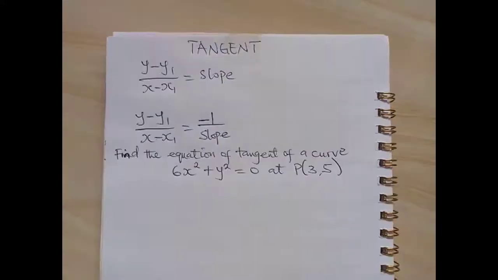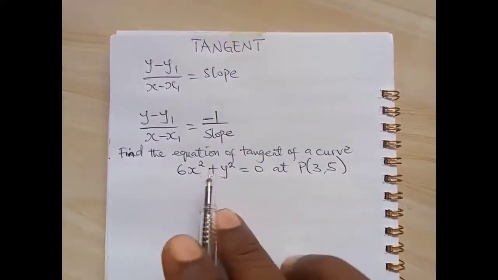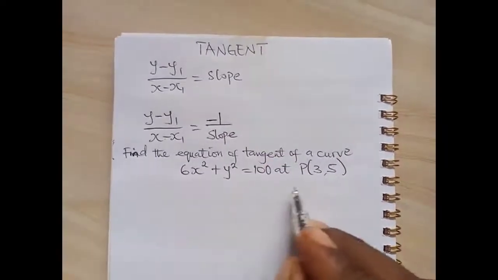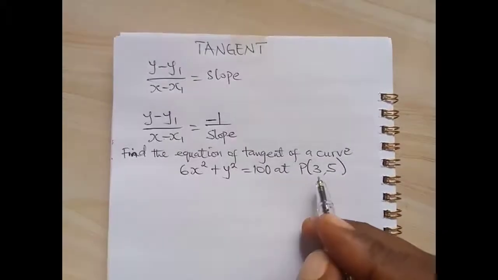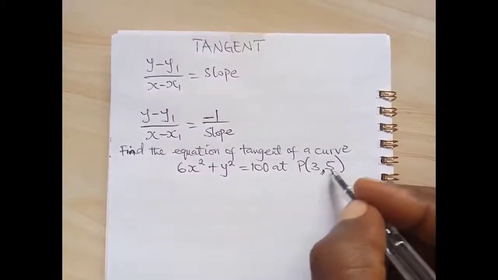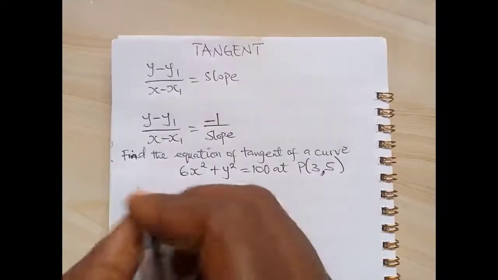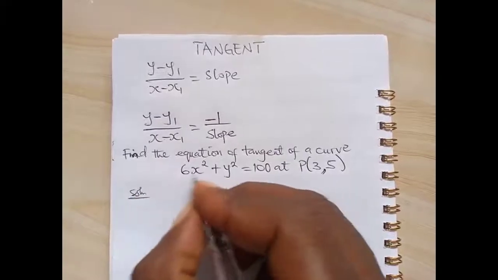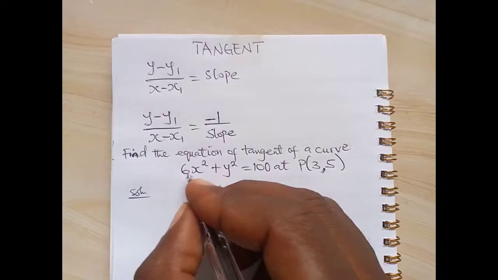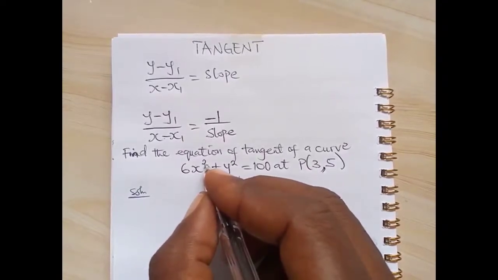For example, this question says find the equation of the tangent of the curve 6x² + y² = 100 at P(3,5). Beg your pardon, (3,5). So for us to solve that, the first thing we need to do is to differentiate this.